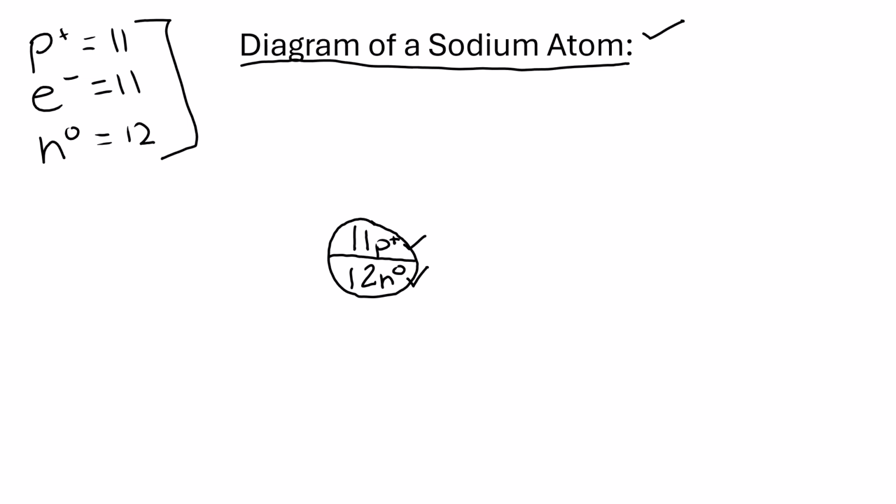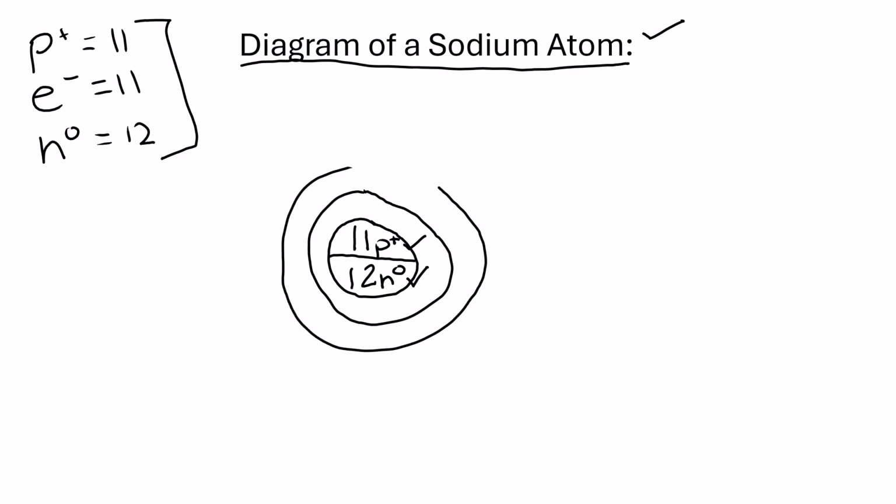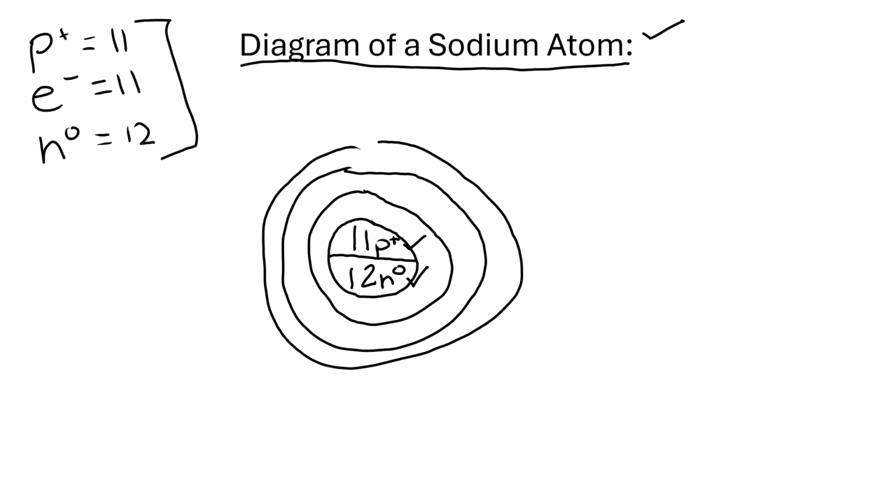Okay, so then I know I'm going to use all 3 energy levels, so I'm going to draw all 3. But if you know you're not going to use all 3, you don't have to draw all 3. Okay, I know I'm going to use all 3, so I'm going to draw all 3. So those are my 3 energy levels. Okay, we know energy level 1 is in the middle, energy level 2, and then energy level 3 on the outside.